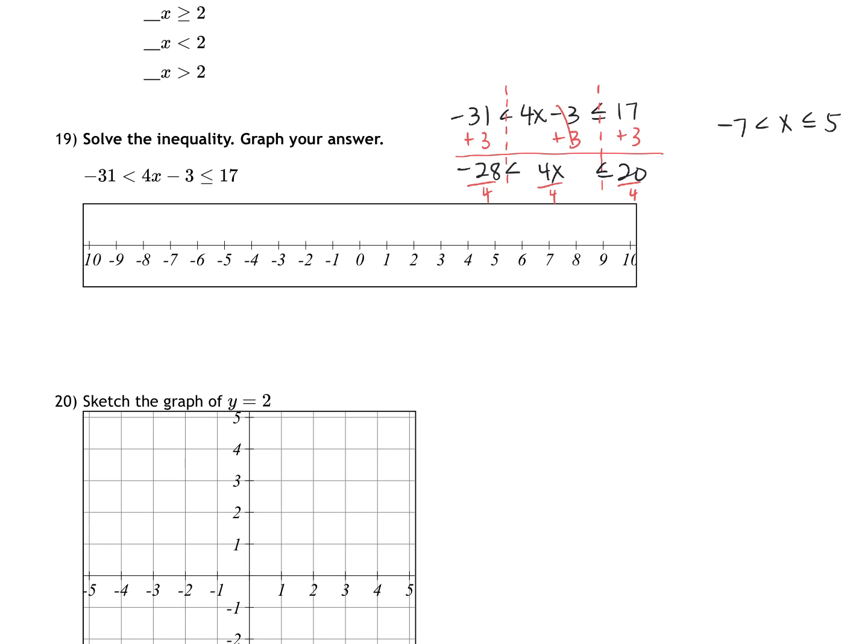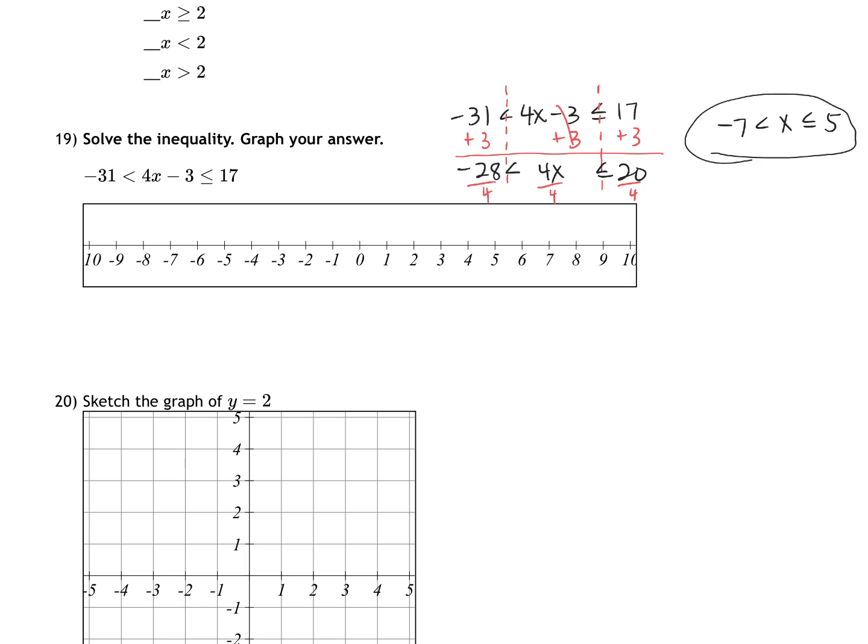Remember, if you divide by a negative, so if this had been a -4x, I would be dividing by negative, and it would have flipped all of my inequality symbols. So whenever you multiply or divide by a negative, don't forget that you flip your inequality symbols. In this case, we didn't.